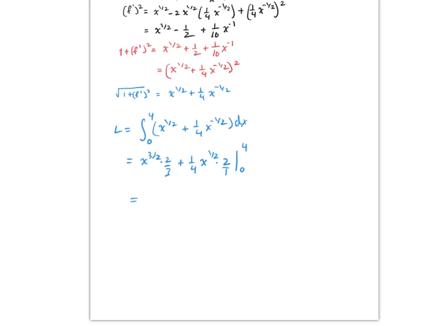So this is equals to 2/3 x to the 3/2 plus 1/2 x to the 1/2 from 0 to 4. So you plug in a 4, this will give you 2/3 times 4 to the 3/2 plus 1/2 times 4 to the 1/2, and all of this minus 0, then whatever that is.